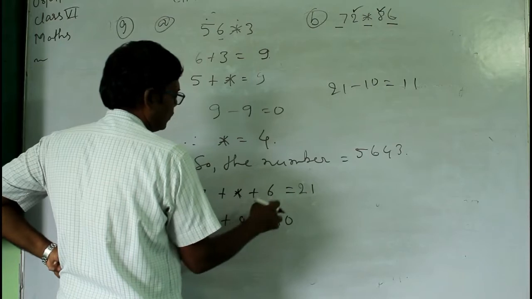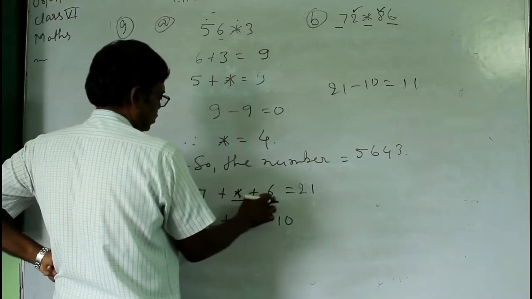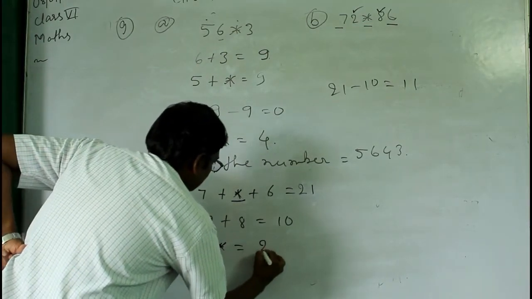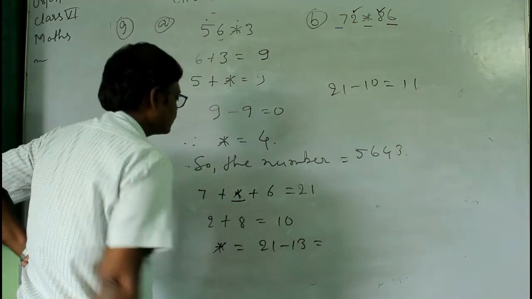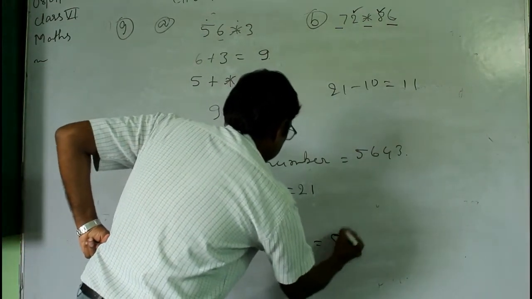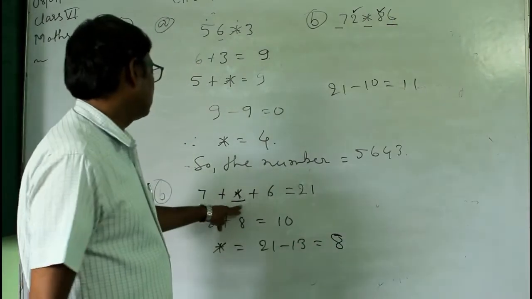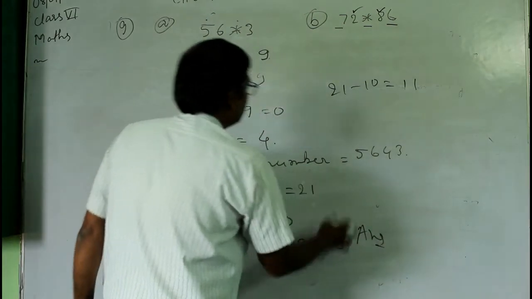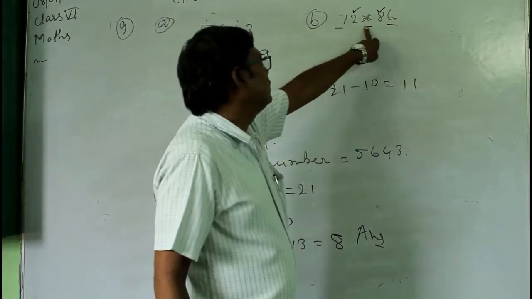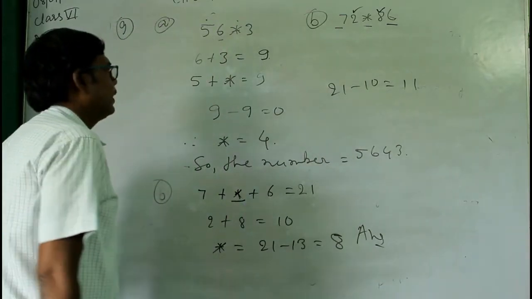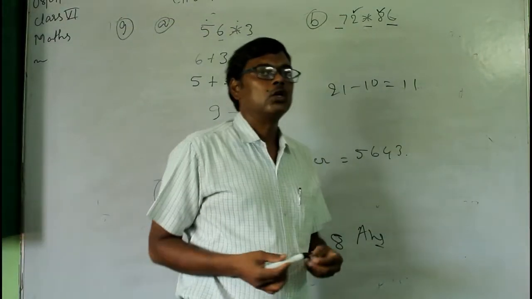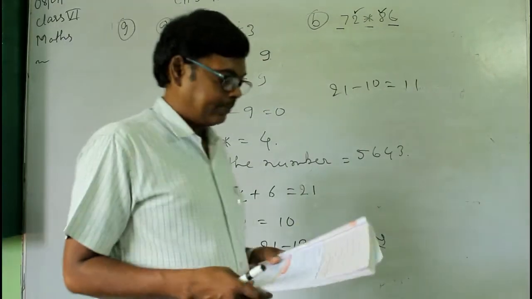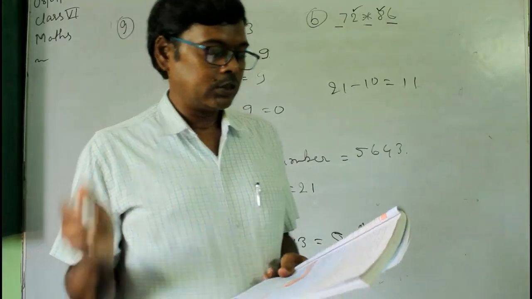So for this 21, what should be the digit at this place? 6 plus 7 is 13. Therefore the star will be equal to 21 minus 13, that is 8. So in this case the answer will be 8. When you write 8 in place of this, the whole number will be divisible by 11. So this is the answer of this question. And now you will have the homework in this exercise. And question number 10 is also your homework.